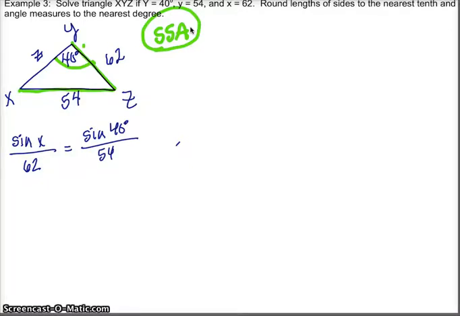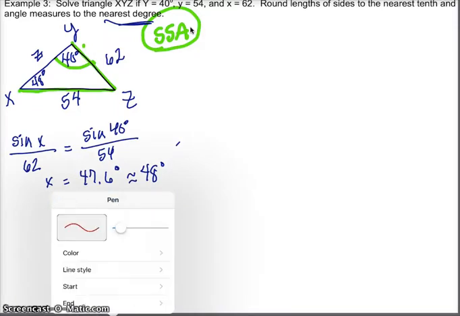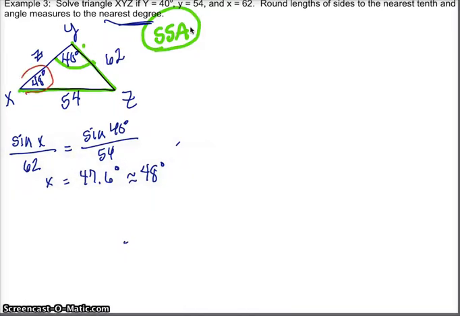Take a moment and solve for angle X. Pause the screencast and go ahead and calculate that. All right, so double check and make sure that for angle X you came out with 47.6 degrees, and we'll go ahead and round to the nearest degree as per our instructions. So 48 degrees. This is where we want to stop to check if we have a second triangle. We did not get an error message, so we know that we have at least one triangle.